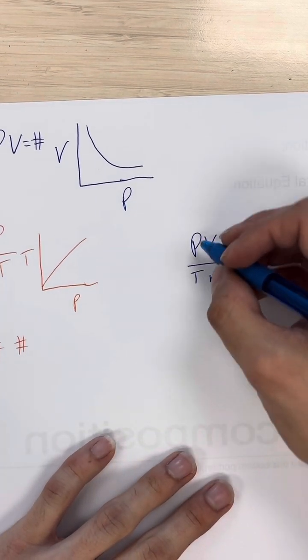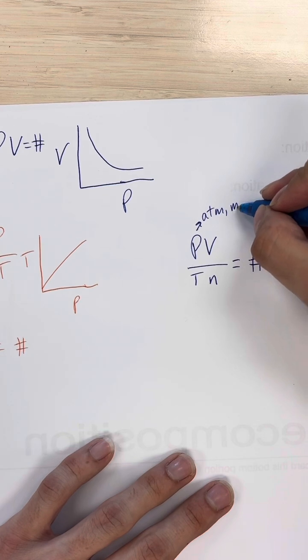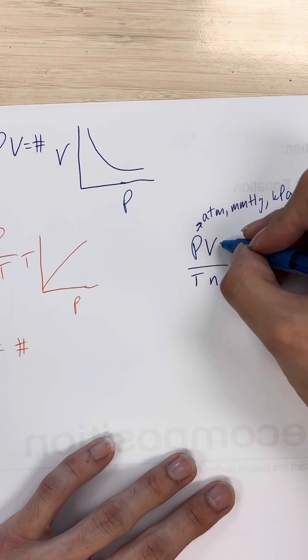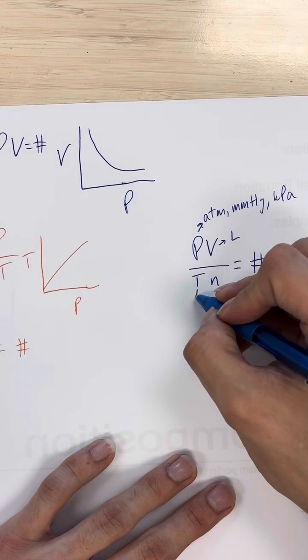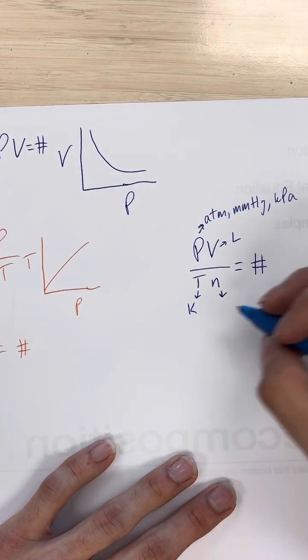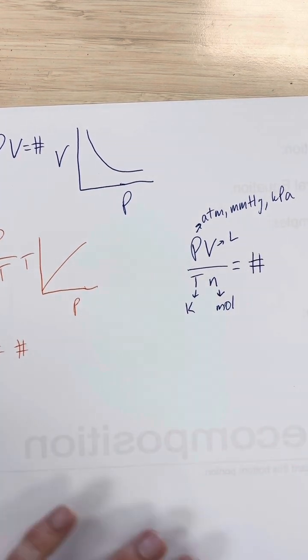So for example, if I take the pressure, we could do it in atm, or we could do millimeters of mercury, or we could do kPa. Volume is almost always in liters. Temperature has to be in absolute, so it's going to be Kelvin or some other unit called Rankine. We won't use that. And then n has to be the number of moles.